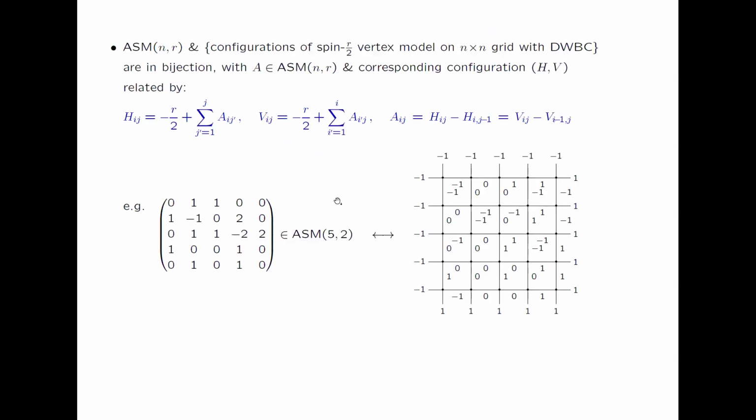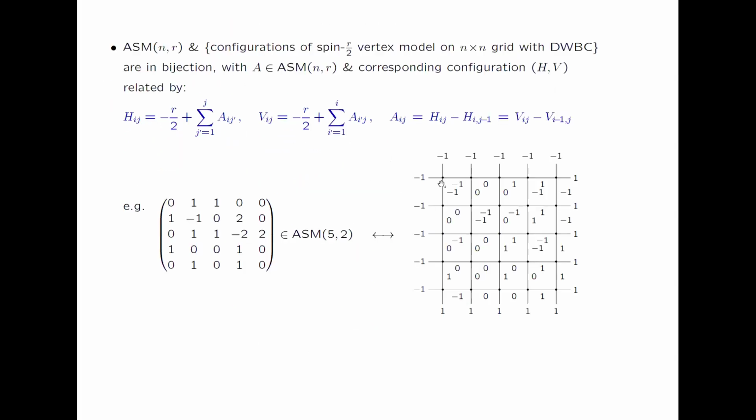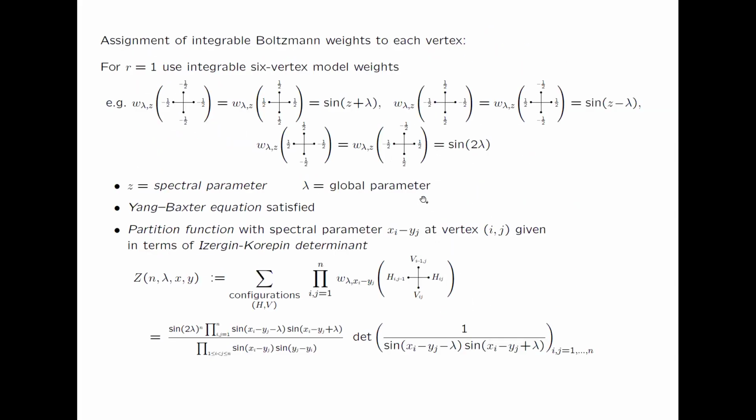So you can define them here. You've got an ice condition like you did earlier, but now you've basically got R plus 1 options instead of 2 options on the edge. So you can put them on a grid. You can do the whole machinery of integrability and generalized 6 vertex models and the generalized Yang-Baxter equation and so on.